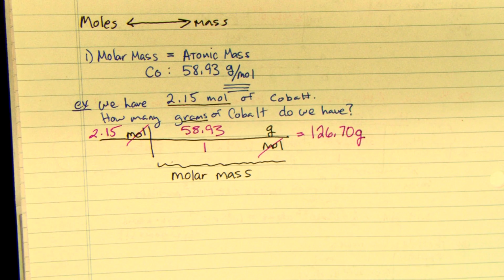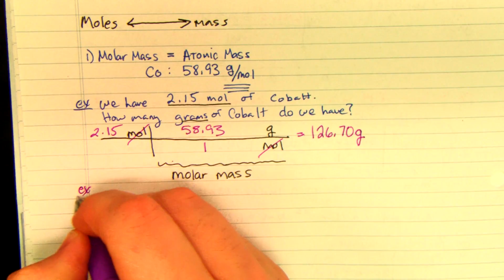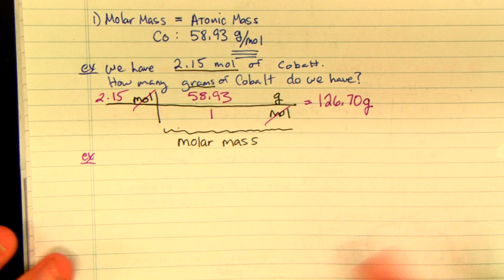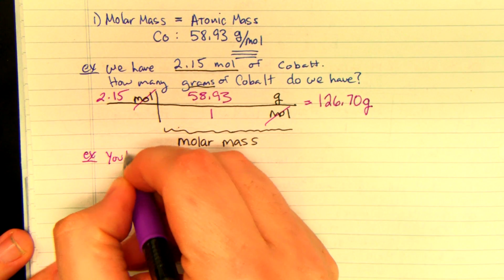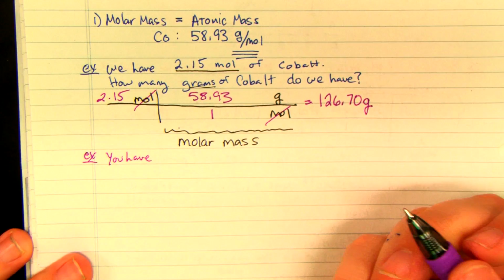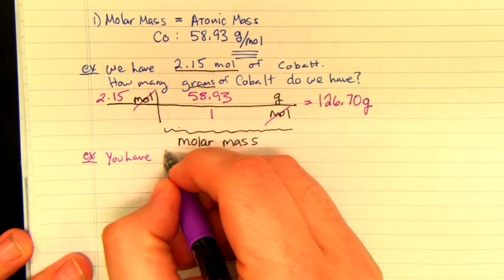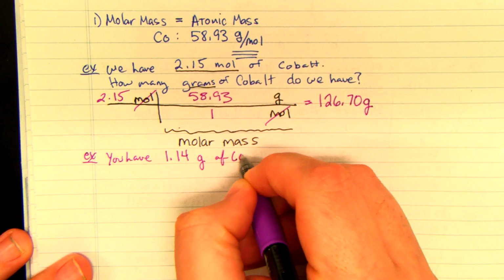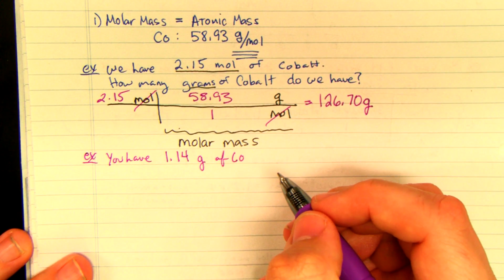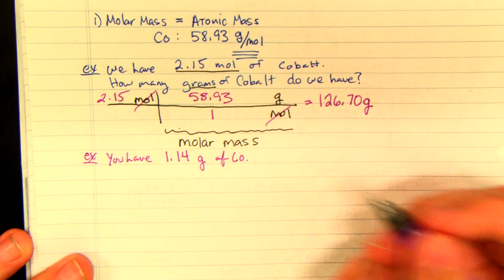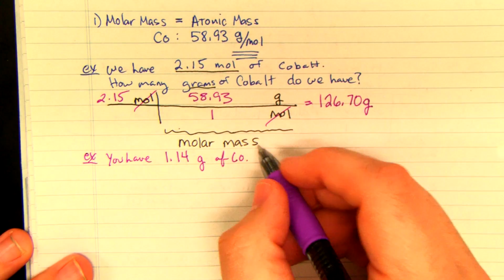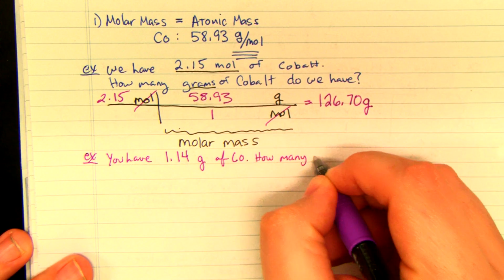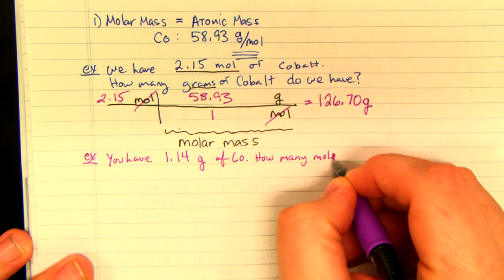Now, let's do another example. We'll do another example with cobalt, just because we're dealing with cobalt. You have 1.14 grams of cobalt. I hope that's cobalt. Yeah, it's cobalt. It's okay. It's early. How many moles of cobalt do you have?